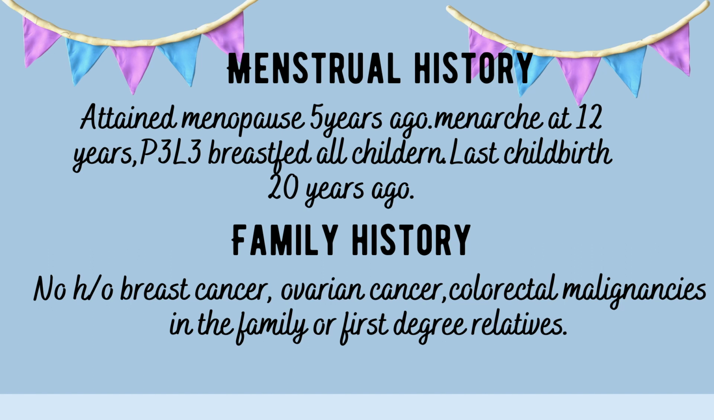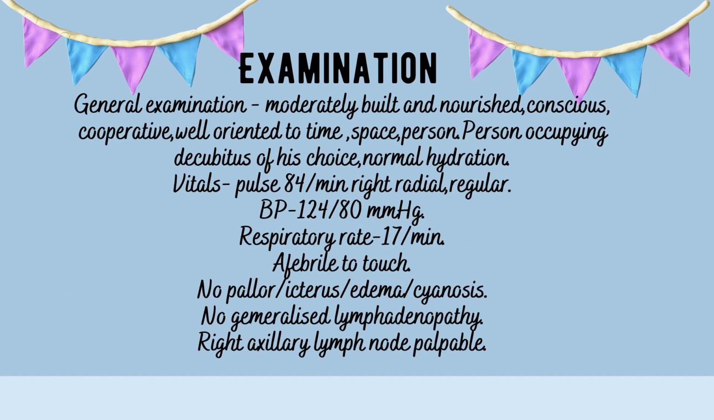We have to ask about any history of breast cancer, ovarian cancer, or colorectal malignancies in first degree relatives, because if there is any cancer in first degree relatives, the chances of cancer in the patient will increase. Next comes the examination. First is general examination. We'll mention she's moderately built, moderately nourished, conscious, cooperative, well oriented to time, place and person, and she's occupying a decubitus of her choice.